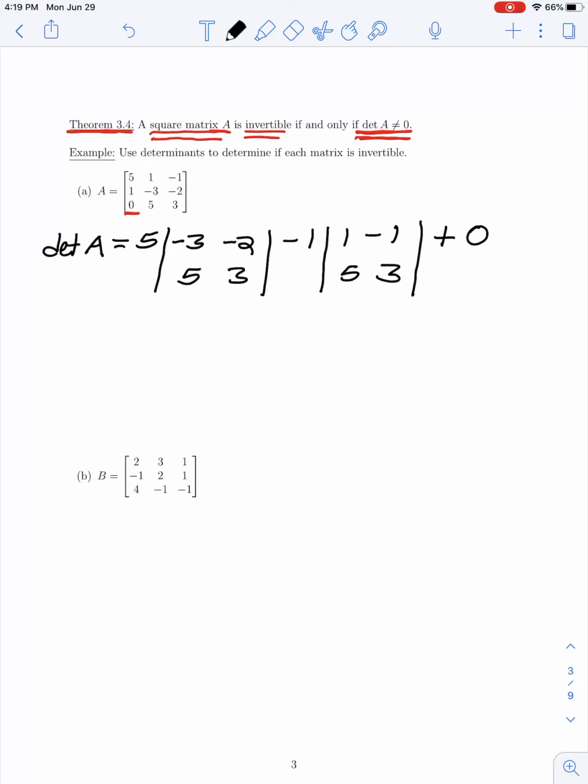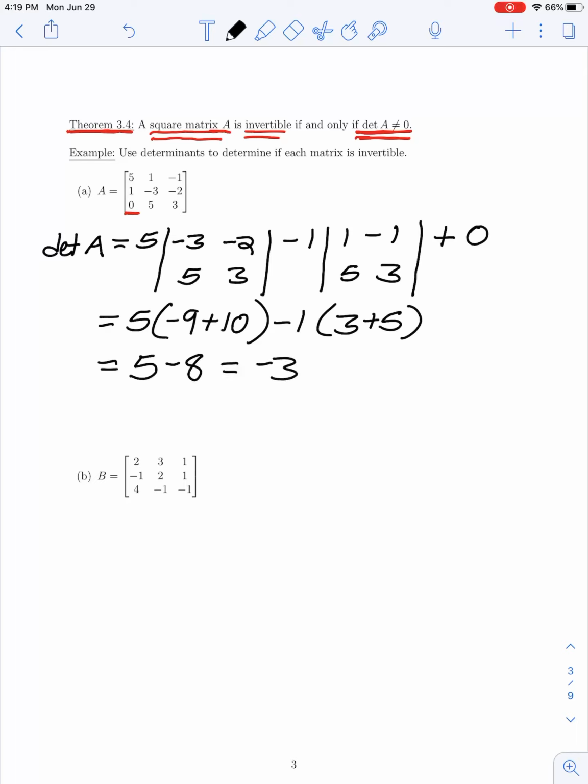So we are left with 5 times -9 minus a -10, or plus 10. Then minus 1 times 3 minus a -5, or plus 5. So we have 5 times 1, which is 5, and then minus 8, or -3 for our determinant. And we see here that this determinant is non-zero, so the matrix A is invertible.